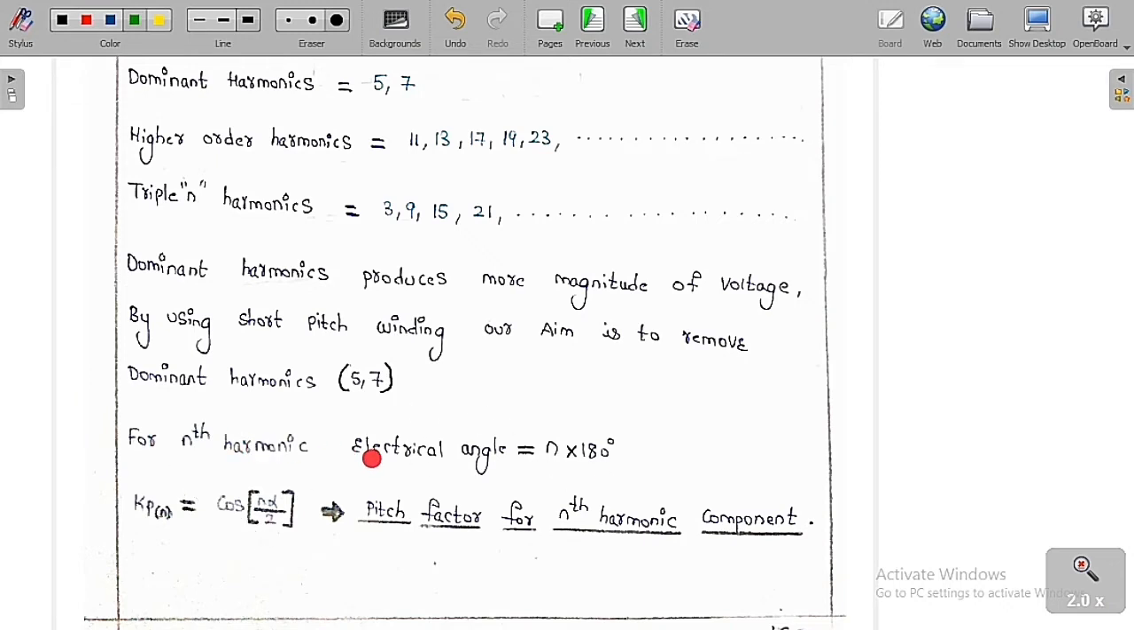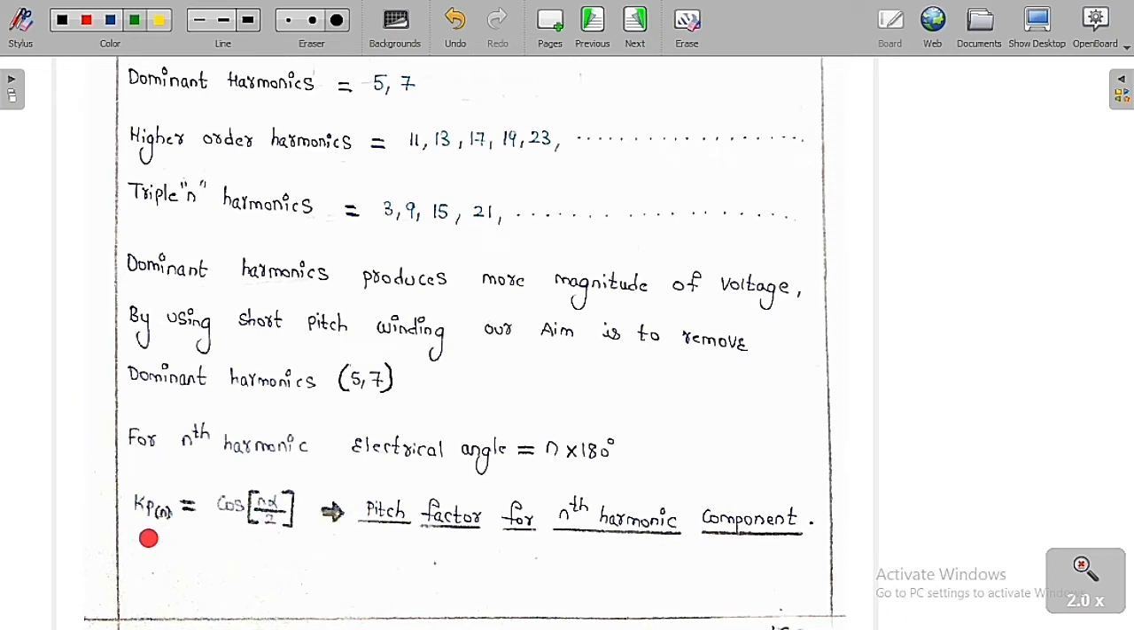So for the nth harmonic, what is the electrical angle? For the nth harmonic, the electrical angle is equal to n into 180 degrees. This is the general one.